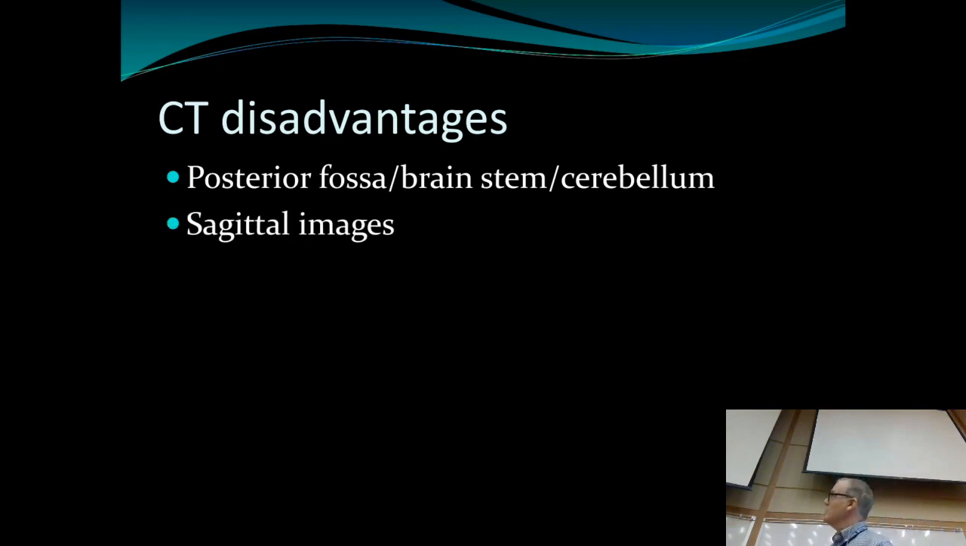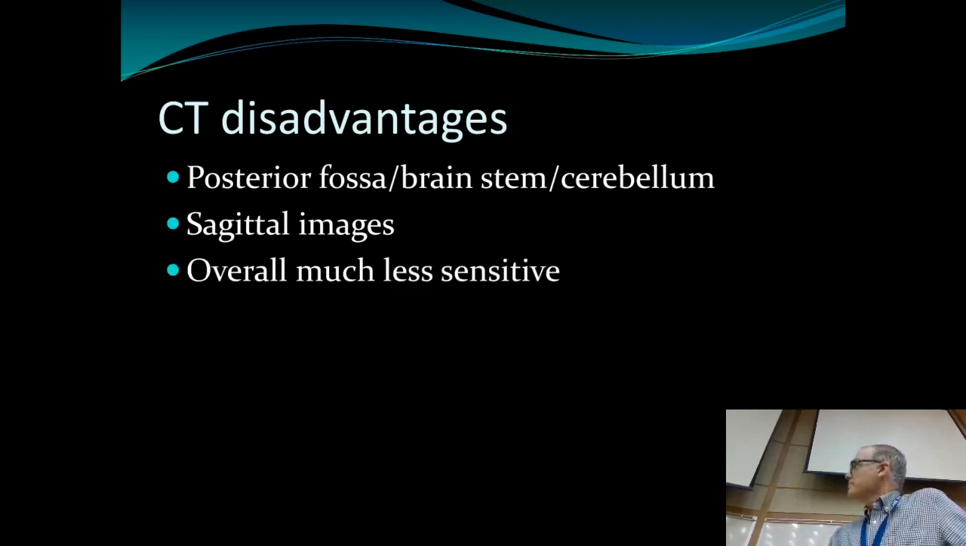Now, we are just starting to get sagittal images on CT, but they're not nearly as good as MRI scan, where we can do a whole sagittal section from right to left hemisphere of midline. So sagittal images, which are sometimes helpful, are much better on MRI than CT. Okay, overall, CT is much, much less sensitive. Okay, so we're much more likely to find the abnormality on an MRI scan.